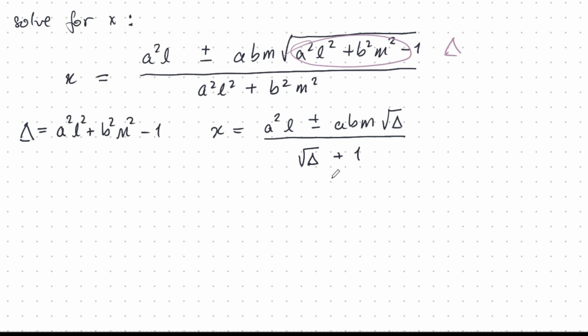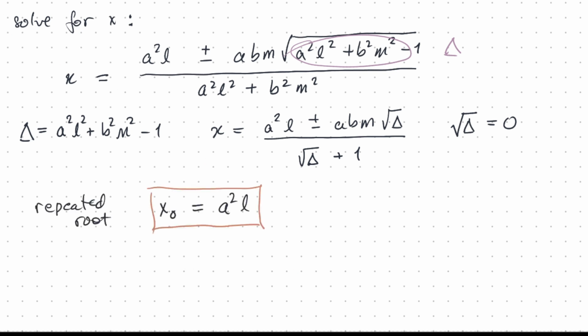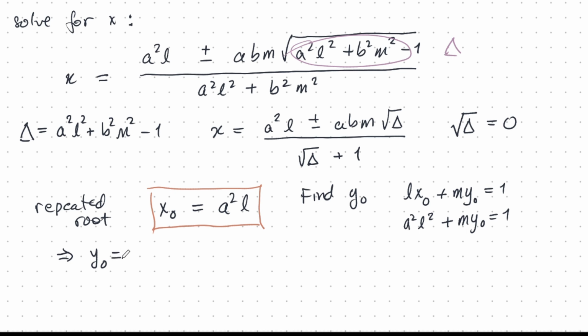Now, I have two solutions, but like I said before, I don't want two solutions. I want a repeated solution, and that happens when this delta is 0. And so the repeated root happens when x0 is a squared L. Very beautiful. Now let's find y0. There's the equation of the line. Now let's put in the x0 that we just found. I get this, and from this I can get an expression for y0. I get this. Oh, what to do next?